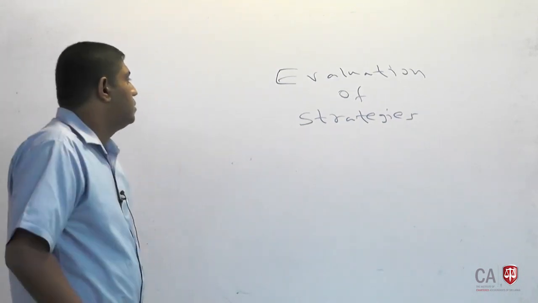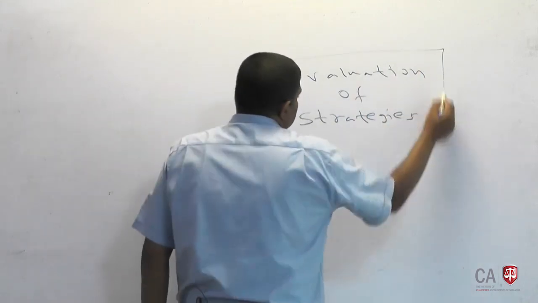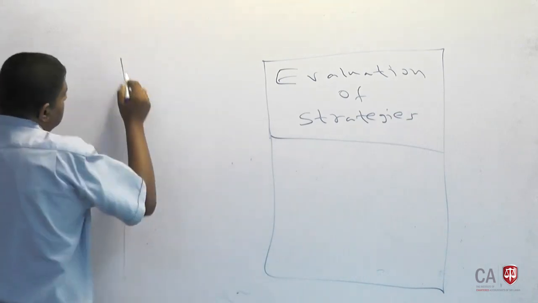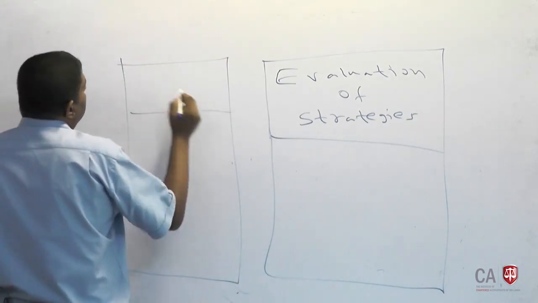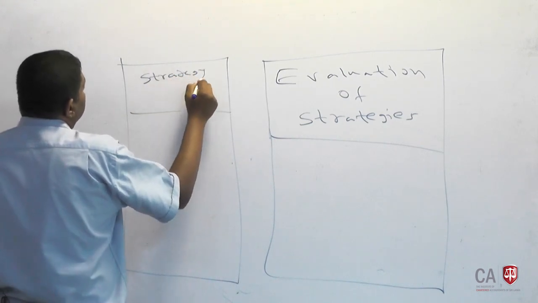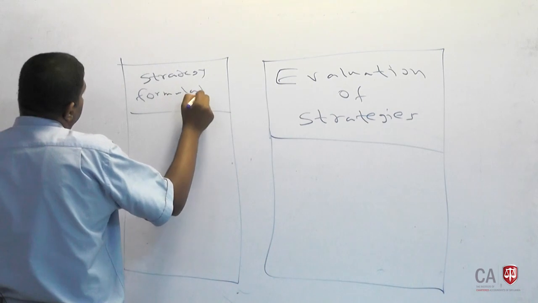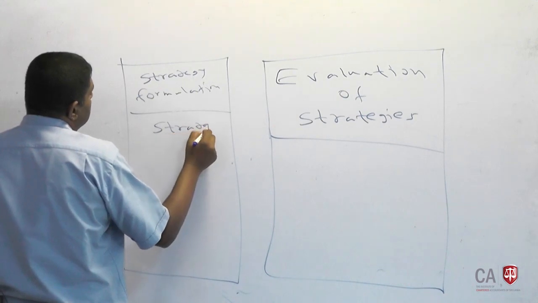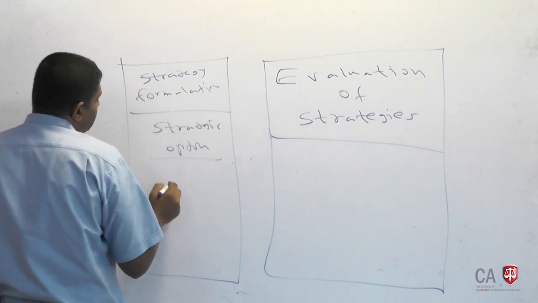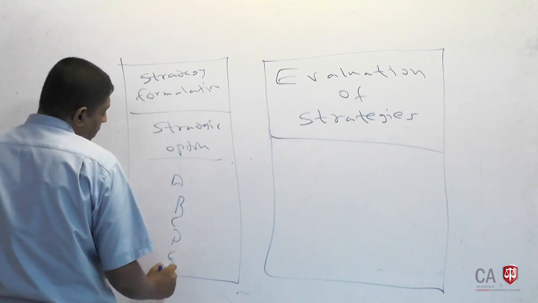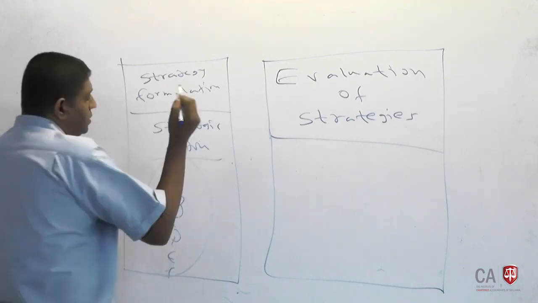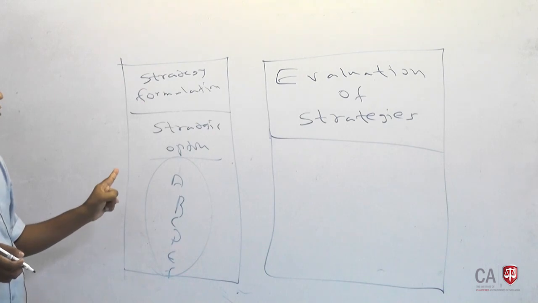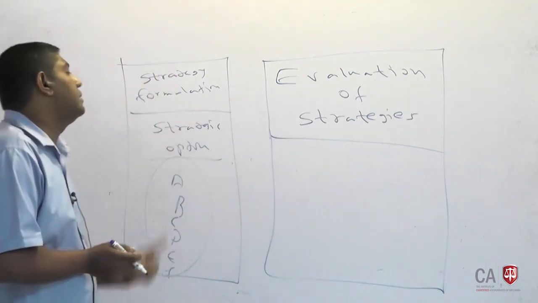Evaluation of strategies part. Now we look at the relationship between these two. In practice, under strategy formulation, when you are doing the strategy formulations you may identify so many strategic options, say for example A, B, C, D, E, F. Now the purpose of evaluation of strategy is to identify the most appropriate strategic option for the organization.